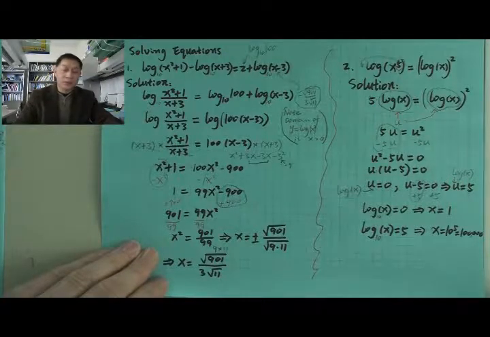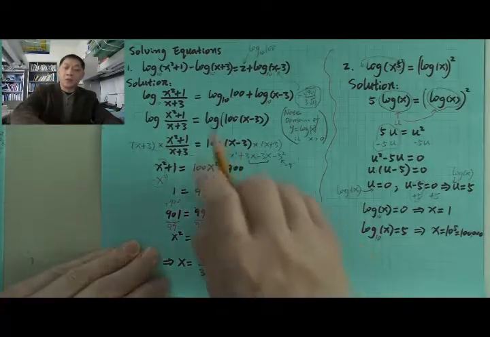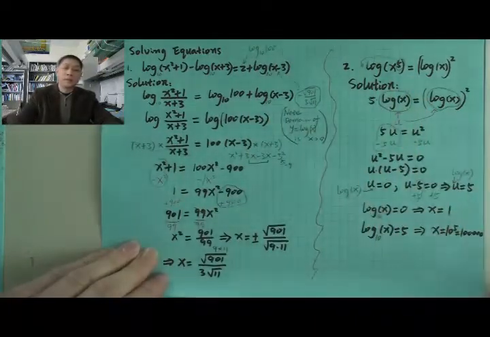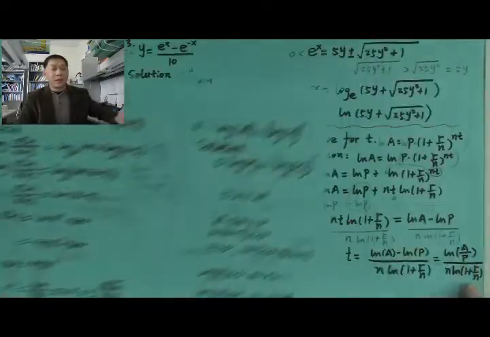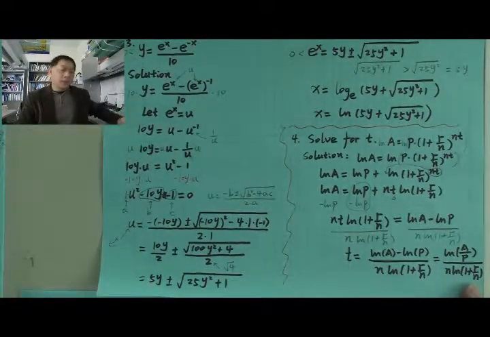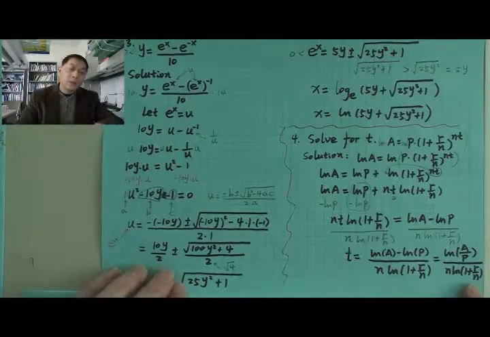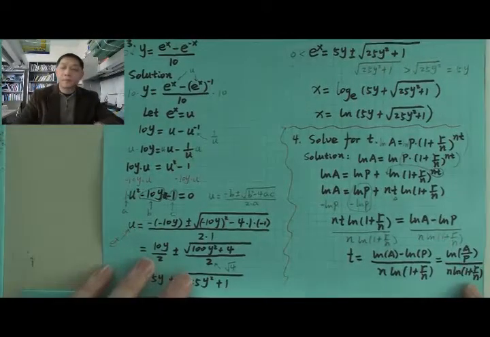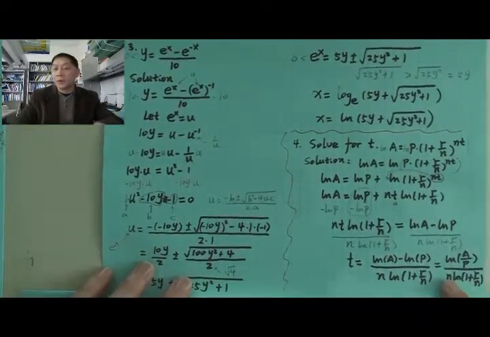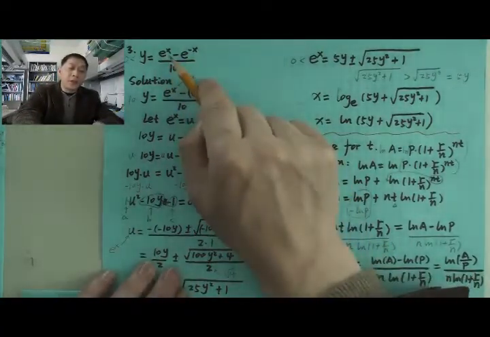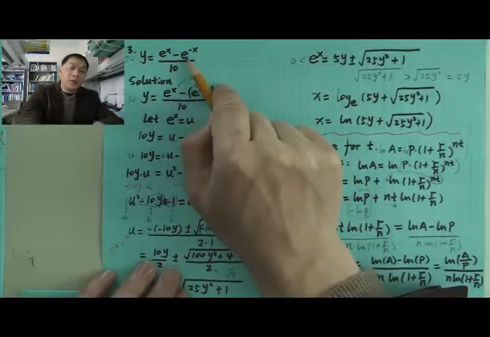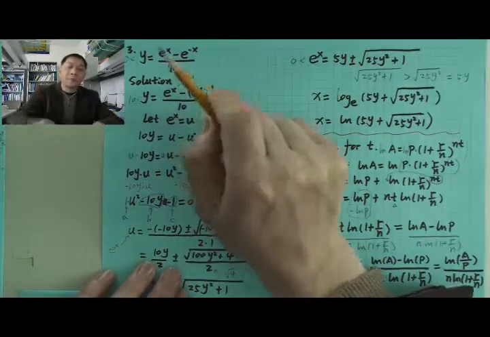These two examples are about logarithm. Now let's look at exponential equations. Exponential equation, this example: y equals e to the x minus e to the negative x over 10.